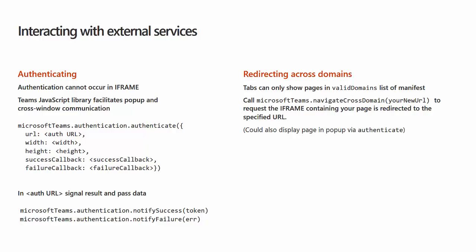Conversely, this is not necessarily in the documentation, but if you call the authenticate method, it shows a pop-up window. You could, in fact, specify the auth URL for that pop-up window to be some other URL. As long as it's in the list of valid domains, it'll be rendered and you can handle it there. So a couple of things to keep in mind: if you want to go cross-domain or do authentication, you will have to have the Teams application help you do that.